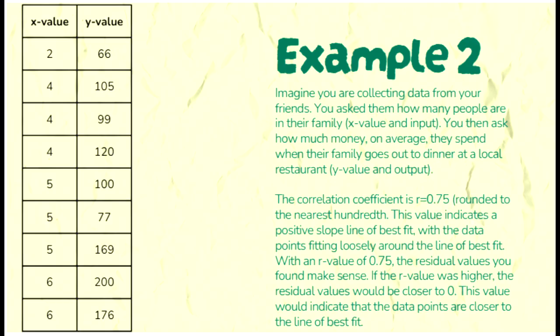This value indicates a positive slope with the data points fitting loosely around the line of best fit. With an R value of 0.75, the residual values you found make sense. If the R value was higher, the residual values would be closer to 0. This value would indicate that the data points are closer to the line of best fit.